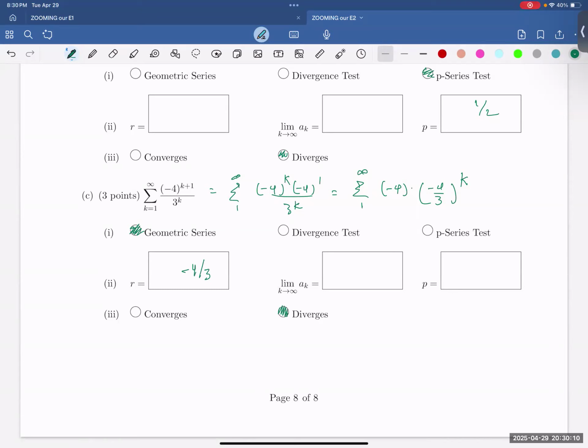The only time the negativeness matters is when you actually find the sum. If it were -3/4, then in the denominator it would be the first term of the series over 1 minus (-3/4). Then the sign matters. But here, the sign doesn't matter. 4/3 is bigger than 1. We're going to diverge.